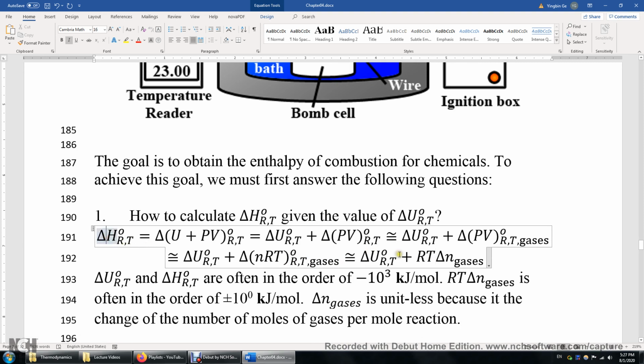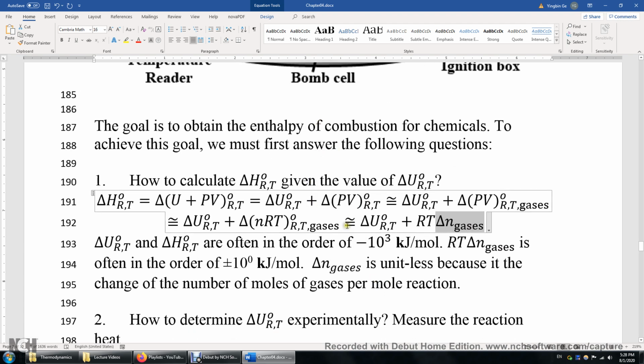And then delta H is simply delta U plus RT times delta n gases. R is 8.314. T is the reaction temperature. Again, even if you use the initial temperature or the final temperature or take the average, it doesn't really matter, or any temperature within the temperature range, it's not going to affect your result, because anyway, this term is much smaller than this term. And then delta n gases comes from the coefficients in front of the gases involved in the chemical reaction.